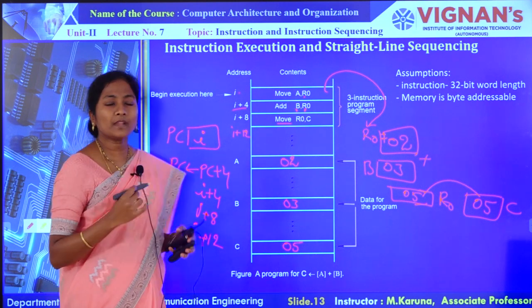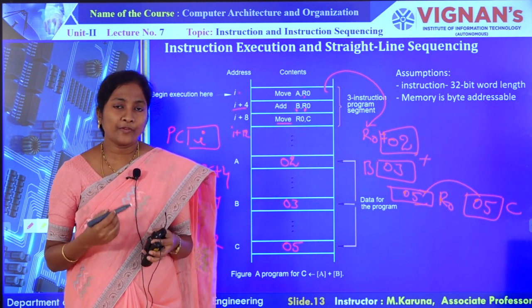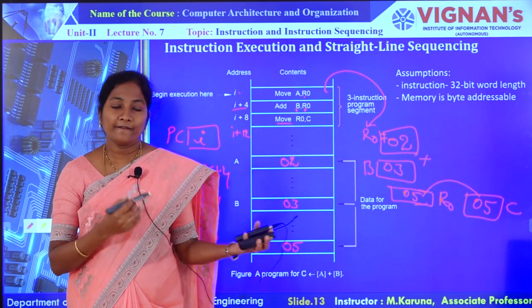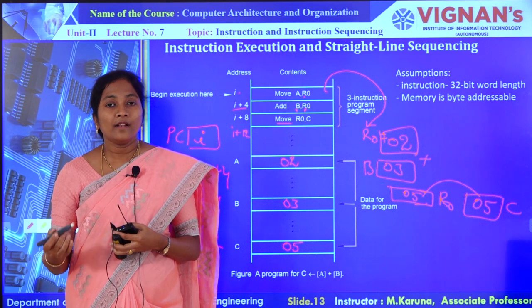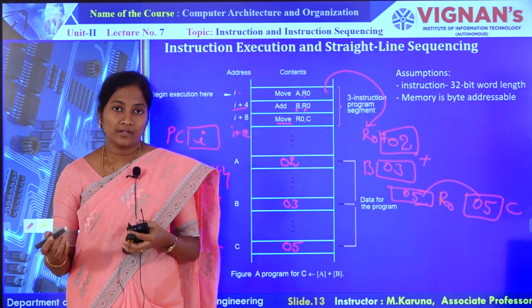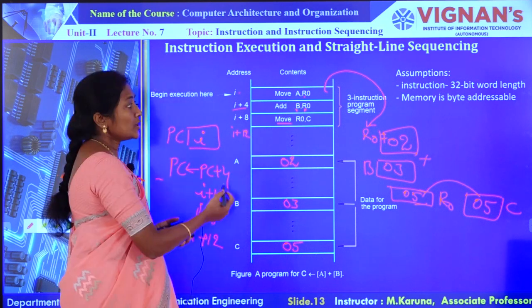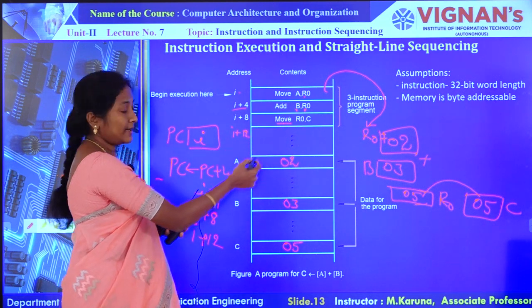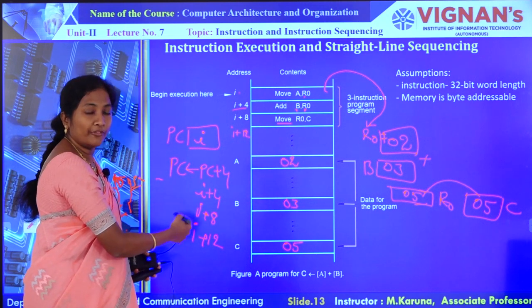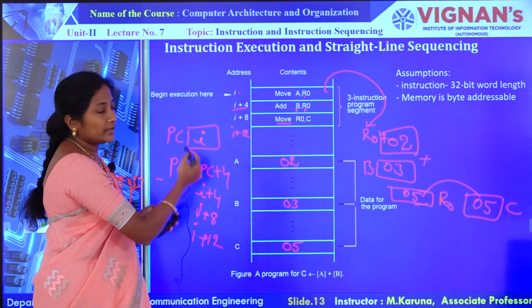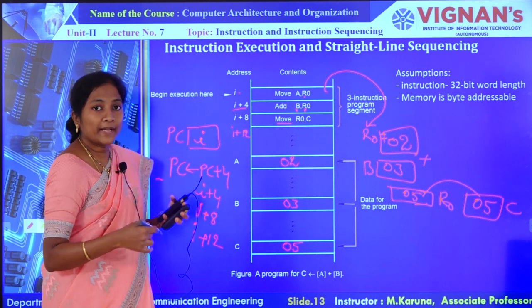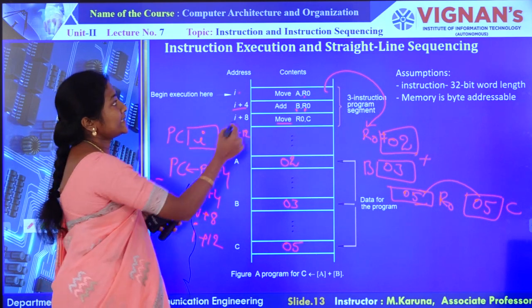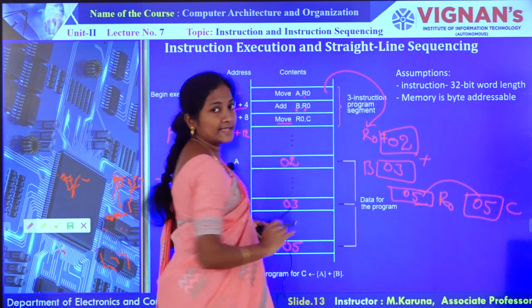Likewise, this operation is performed in 2 phase cycles. First cycle is fetching of the instruction, next cycle is execution of instruction. So, likewise, processor executes instructions one by one by updating the content of program counter. Here the instructions are executed by the processor in sequential manner. That is what this kind of execution is known as straight line sequencing.